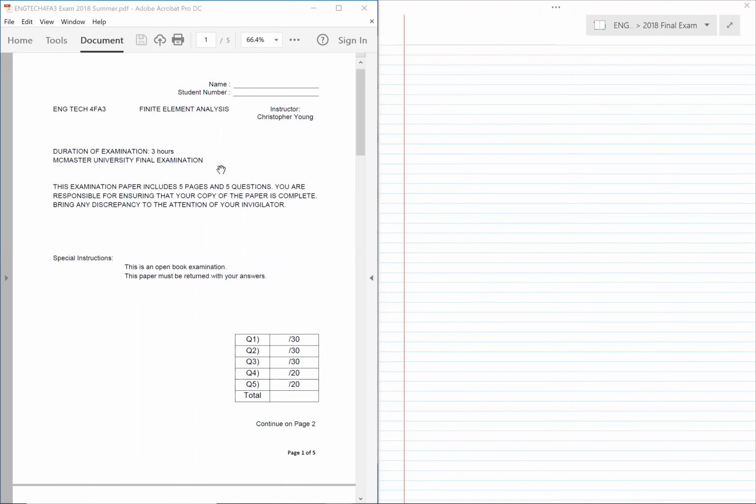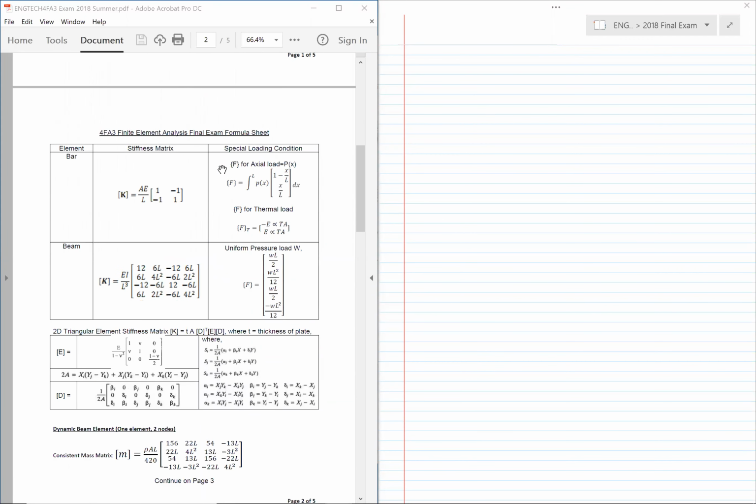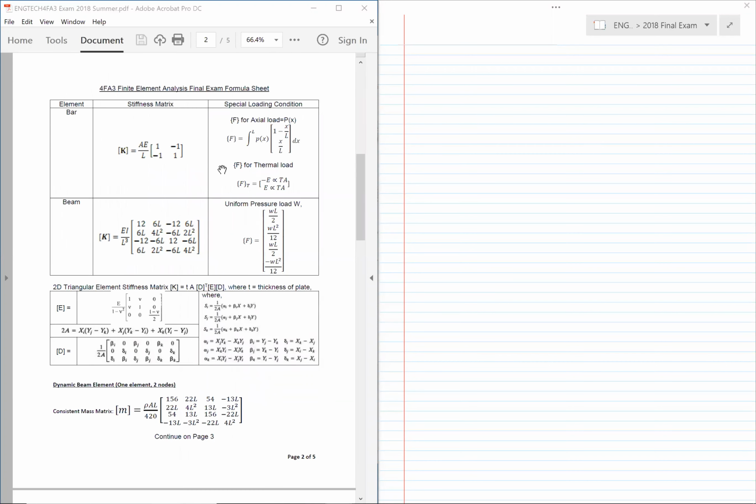The exam that I prepared in 2018 has 5 questions on it, and it also came with a formula sheet. You may use that formula sheet, or you can just go through your notes, be prepared, or prepare formula sheets for yourself. This year the formula sheets will not be provided because, well, it's an open book exam. I prepared formula sheets for you on a midterm already. You may reuse that. It's very useful.